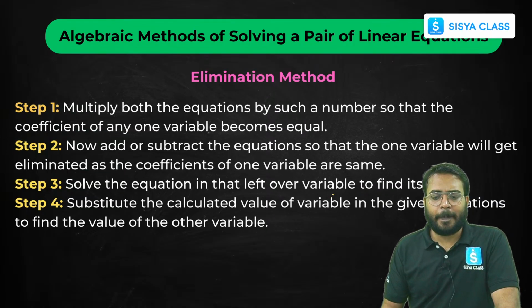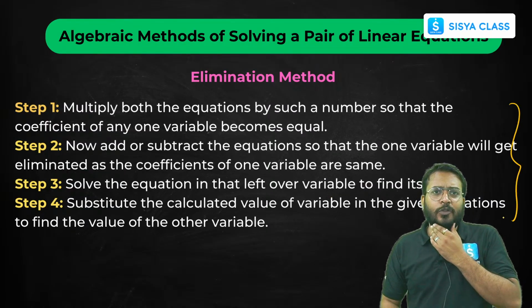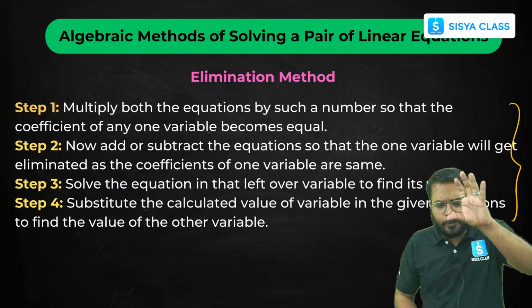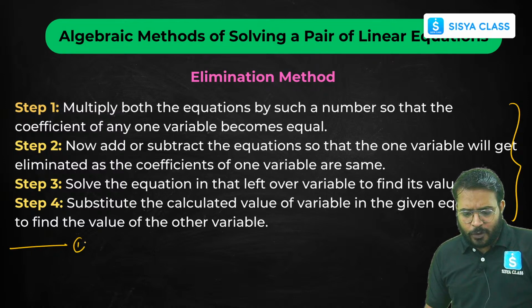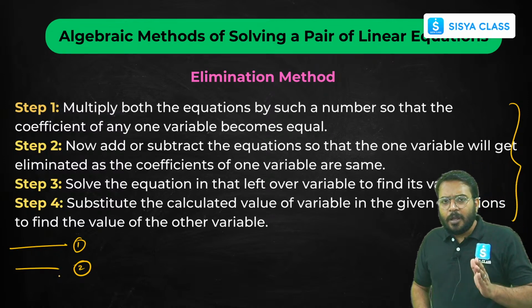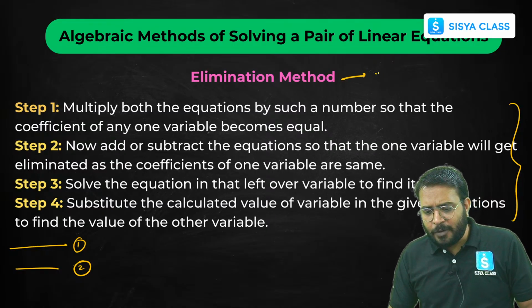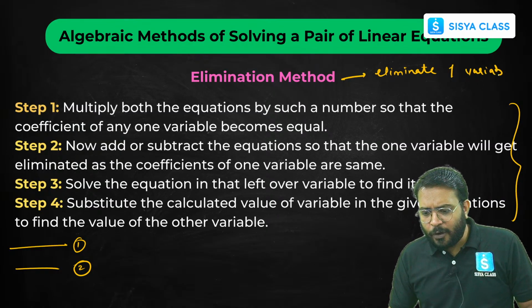All right, beta. Elimination method: these are the steps that we are going to follow in the elimination method. But again, let me describe this very briefly. You will be having two equations, equation 1 and equation 2. Here we have to eliminate one variable. Somehow our motive is going to be to eliminate one variable. Understood? And how are we going to eliminate?